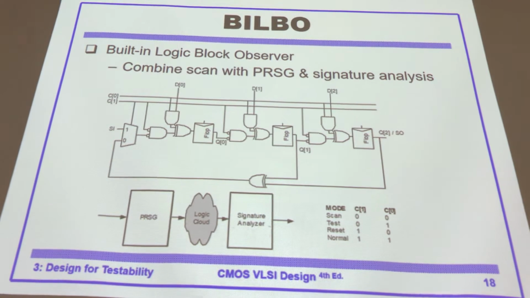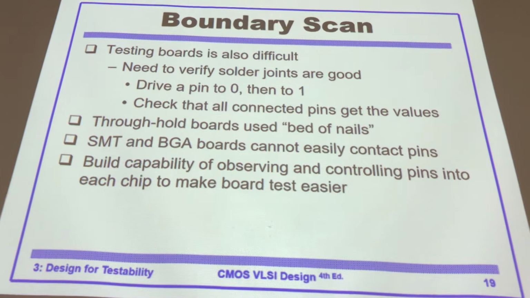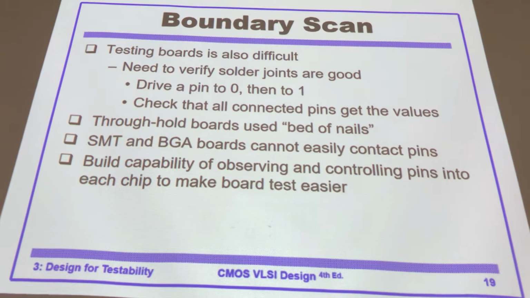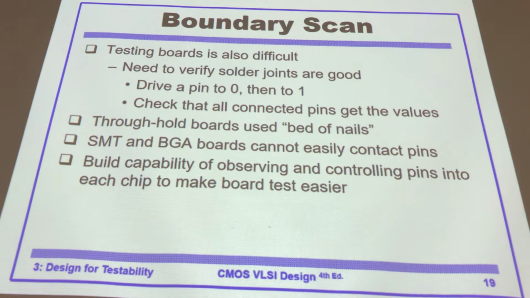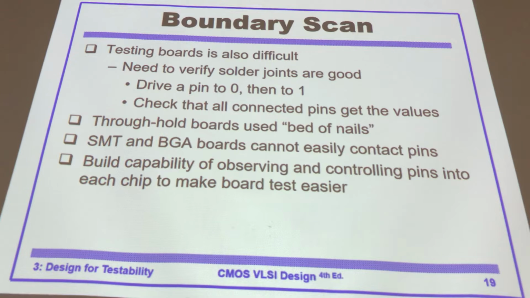Finally, in boundary scan, we are not only concerned about testing the chip, we are also concerned about testing the board. There are many chips on the board, but although every chip is correct, no problem, we might still encounter problems with the wire connection on the board. Testing the board is also difficult. We need to verify the solder joints are good. That is the solder joint.